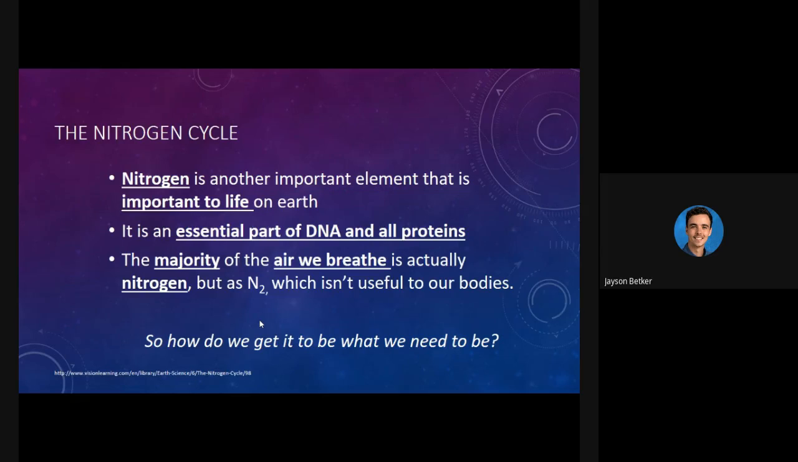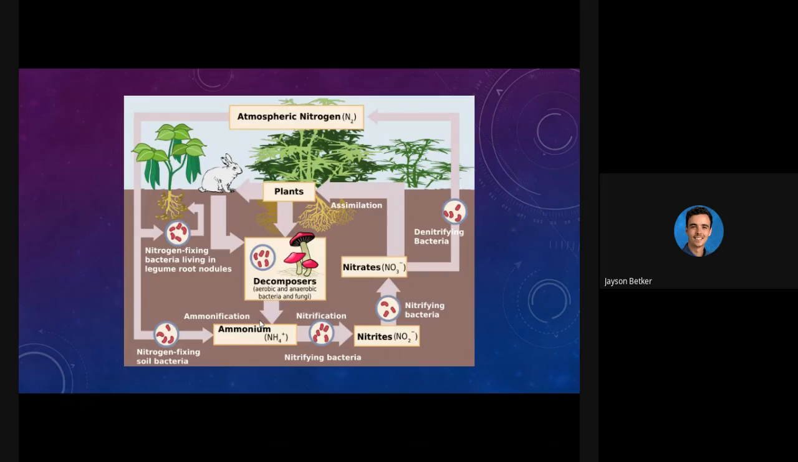It helps with growth. So atmospheric nitrogen, like I said, exists as N2 in the atmosphere, but we can't use it like that. But here's what happens. So this is a bit of a complicated one, so bear with me here. Okay, there's just a few really key parts that you need to know, and I'll point them out when we get to them.